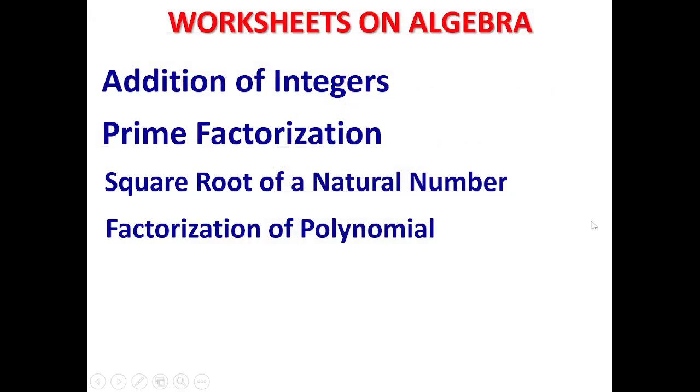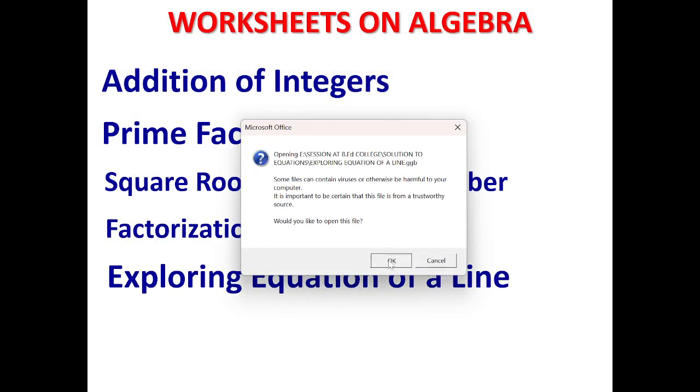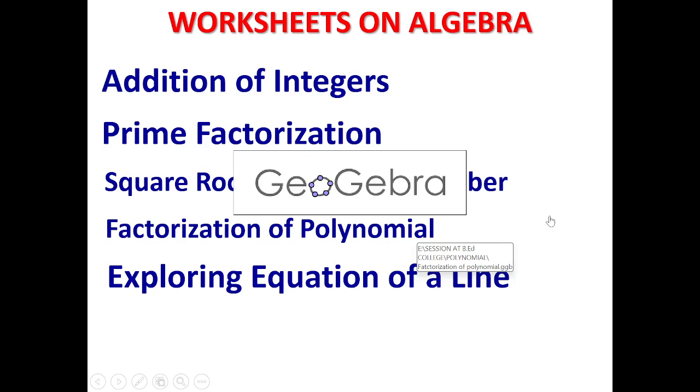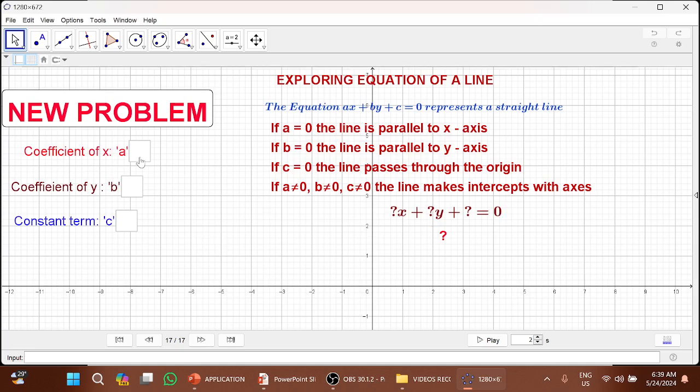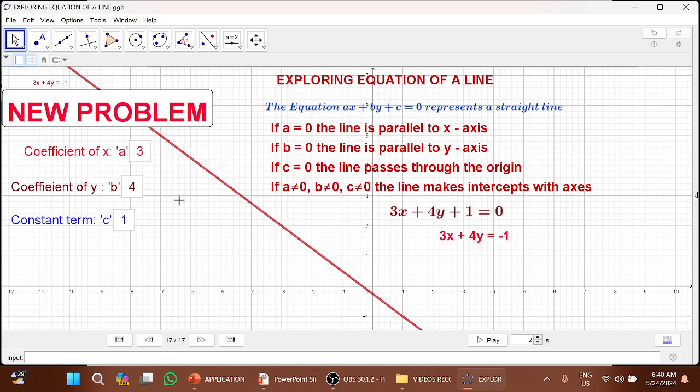Well, let us move on to the next one, exploring the equation of a line. Normally this happens in class 9th and 10th, where a child should know the nature of a line, whether it is parallel to the x-axis, parallel to the y-axis, or passes through the origin, or is cutting the x-axis and y-axis like that. For example, you can take 3 and 4 and 0. Automatically, it gives you a line passing through the origin. Suppose I convert it into 1, you know that it is happening like that.